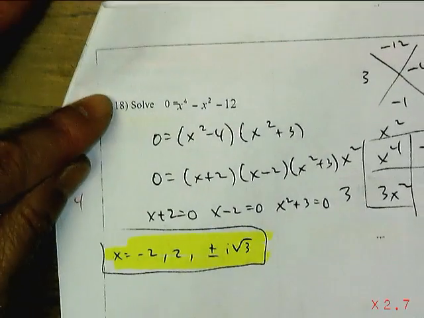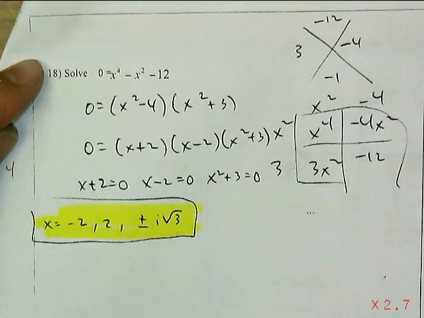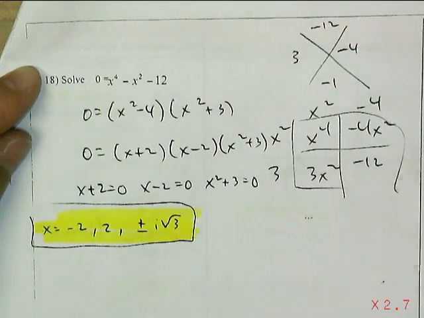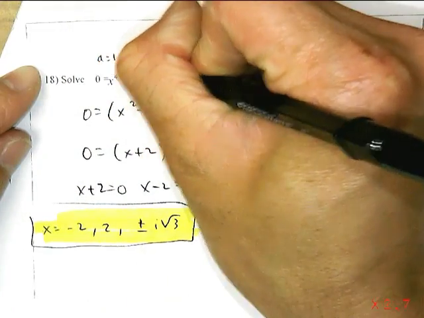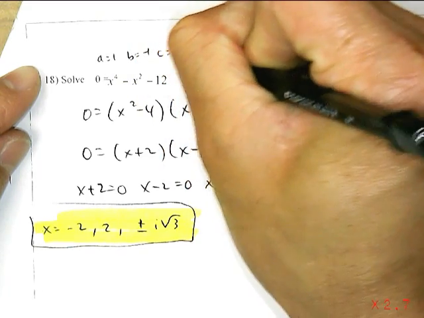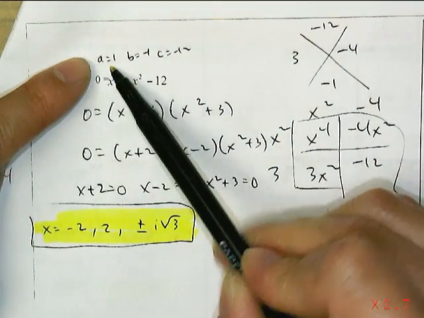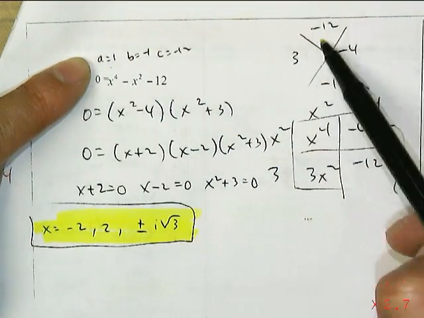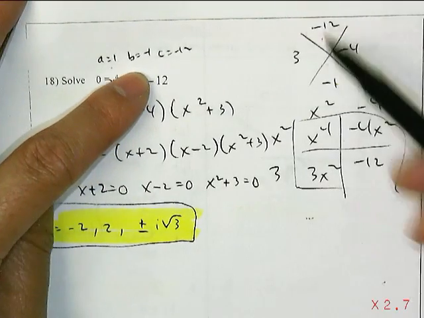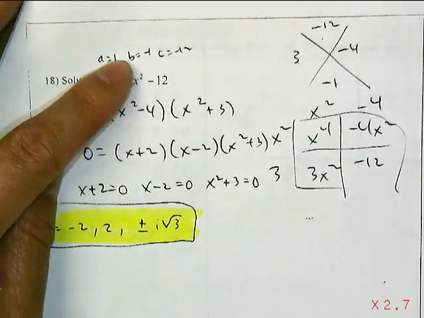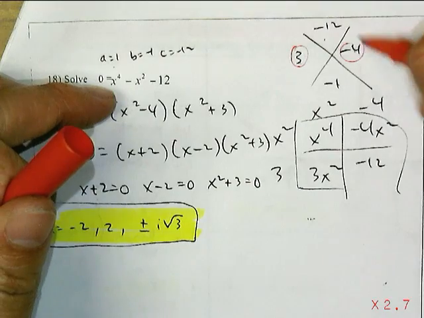Question number 18, you had to factor that one first. So remember, your A value is 1, B value is negative 1, and your C value is negative 12. And then I'm just taking these values. A times C is negative 12, your B value is negative 1, my two numbers are 3 and negative 4. Remember, you're taking your 3 and your negative 4 and placing them here.